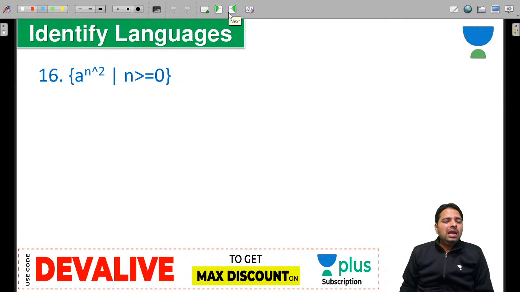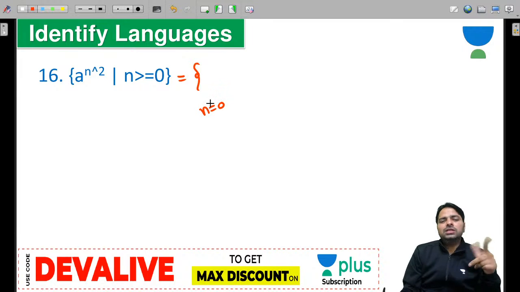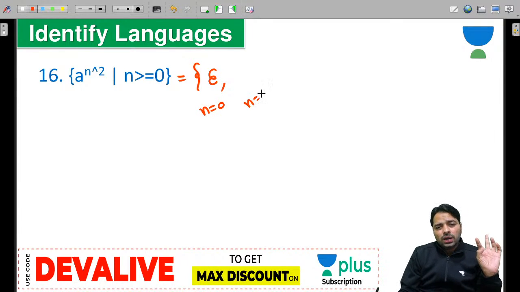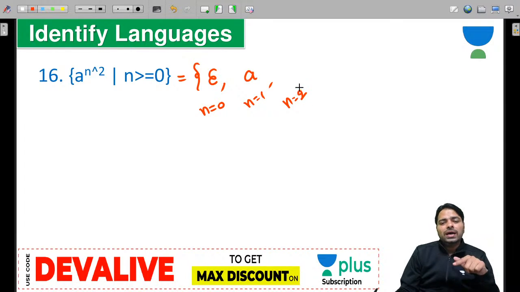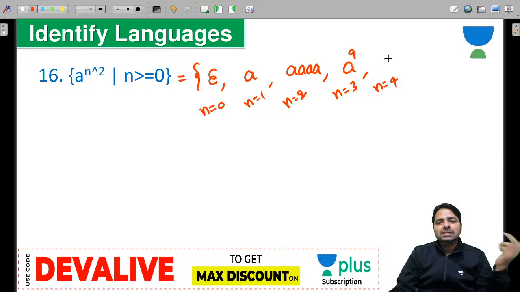Okay, next one. a power n square. Now, try it, guys. Put n equal to 0. 0 square is 0, so a power 0 is epsilon. Put n equal to 1, a power 1 square is a. Put n equal to 2, square is a power 4, so you will get 4 a's. Put n equal to 3, 3 square is 9, so you will get a power 9. Put n equal to 4, 4 square is a power 16.